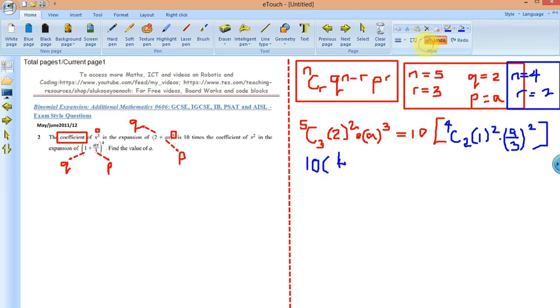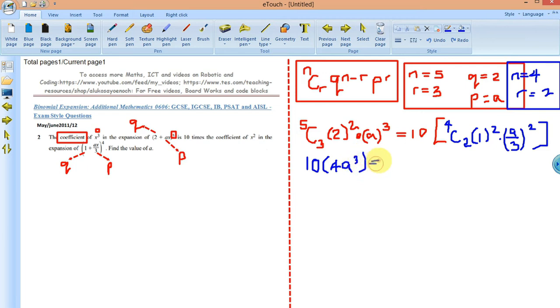So 5 combination 3 is actually 10, and 2 squared is 4. This is 4a cubed, so that I don't need to waste much time, guys. 4a raised power 3. A raised power 3. Then close the brackets now.